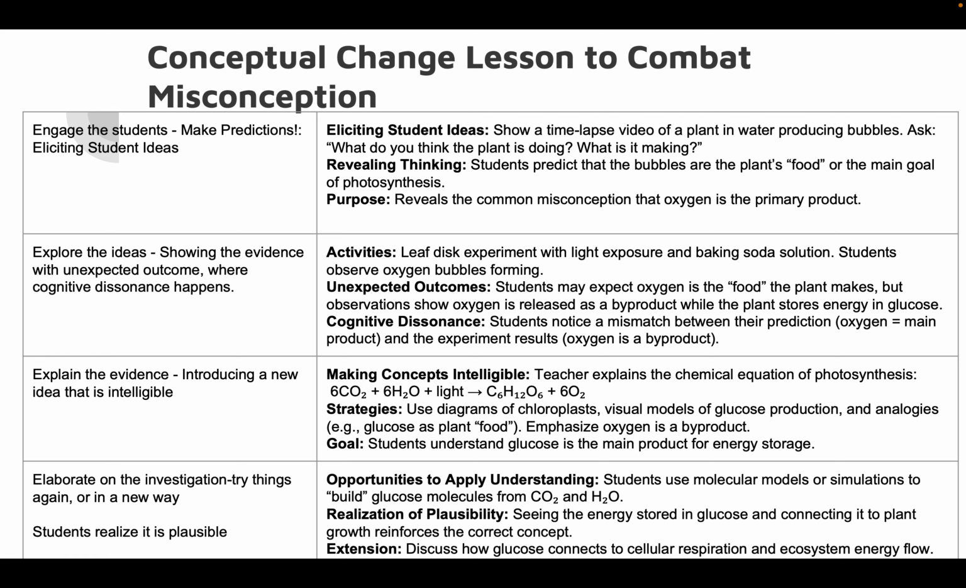Next, we explore their ideas through the leaf disc experiment. Students place leaf discs in baking soda solution under light and watch bubbles form. They're surprised to learn that the bubbles are oxygen being released, not the plant's food. This creates cognitive dissonance, where students realize something that doesn't match their prediction. Then I explain the real process using the photosynthesis equation and visuals showing that glucose, not oxygen, is the plant's stored energy. Finally, students use molecular models to build glucose, connecting it to an energy source and plants' growth.